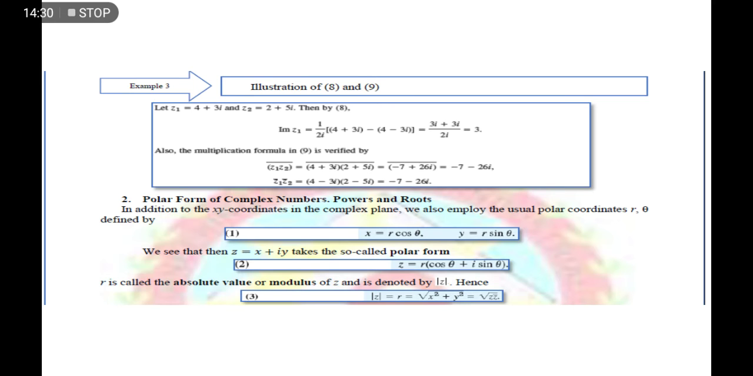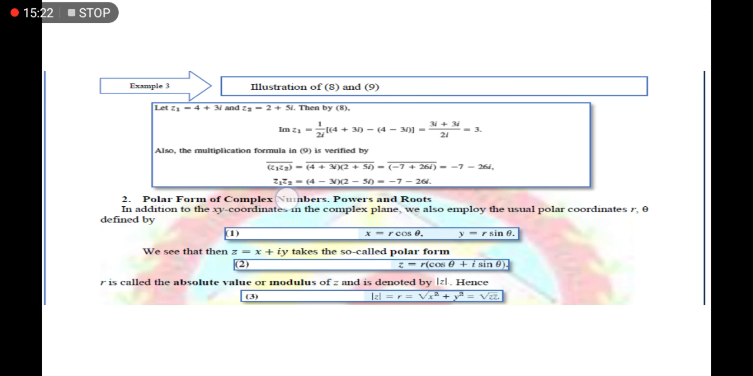Okay, so dito tayo sa number 2, we have the polar form of complex numbers. Same as real numbers, we can also represent a complex number in polar form. So we have here, yung x natin can be represented as r cosine theta, and then yung y natin can also be represented by r sine theta, where theta is the angle that is formed by the vector representing that complex number with the x-axis. Okay? So, yun yung theta natin.